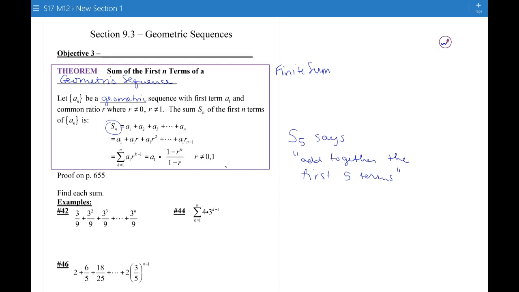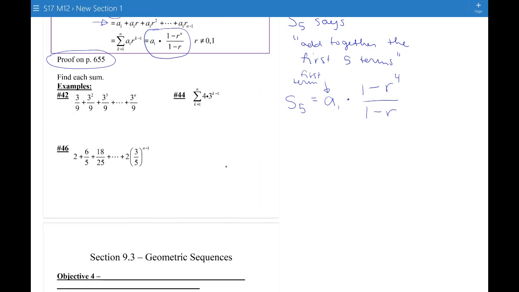So there's a formula again, and we could derive it, but it would take longer than deriving the arithmetic one. So we're just going to believe the people that figured out that if you take a sub 1, the first term, and you multiply it by 1 minus r to the n over 1 minus r, that gives you the sum of the first n terms. So if you wanted S sub 5, you'd take your first term and multiply it by 1 minus whatever your r is to the 5th over 1 minus your r. And there is a proof in the book if you want to see how that's worked out. Okay, so let's look at some examples.